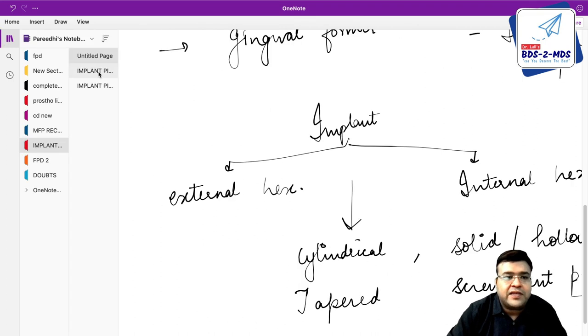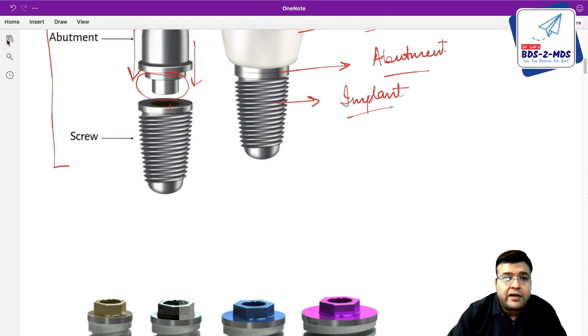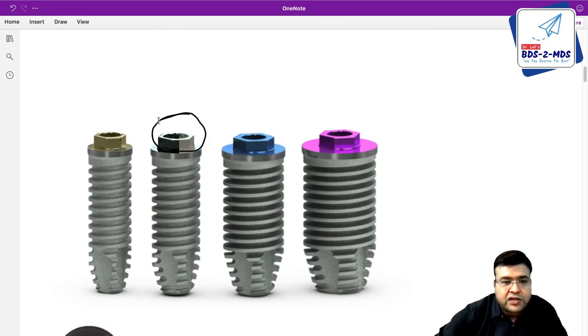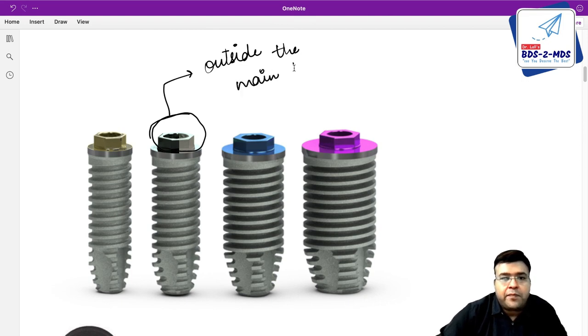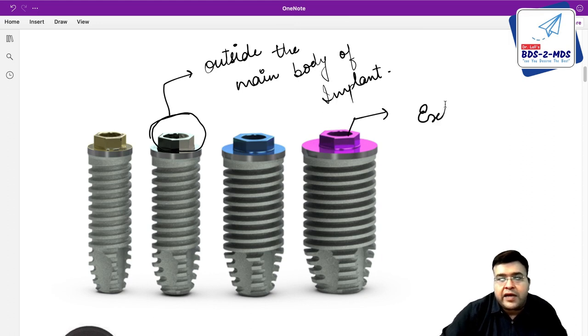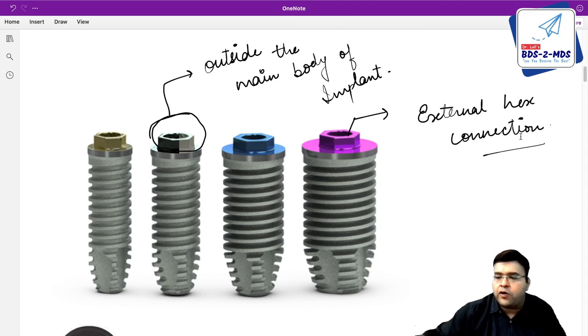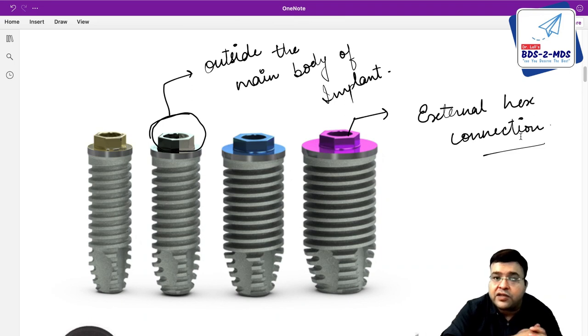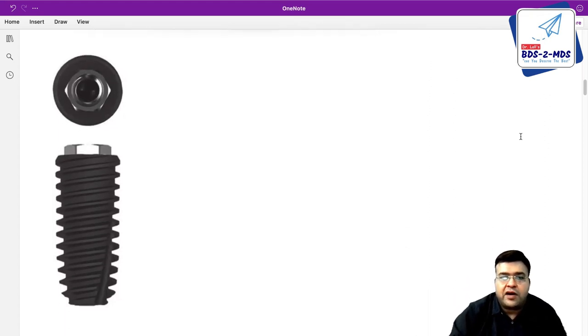So what do we basically mean when we say an external hex or when we say an internal hex? So when you see these implants here, right? So what you see is this connection, right? This connection is outside the main body of an implant, right? Main body of the implant. So that means this connection is called an external hex connection, right? Like you have seen a water bottle or a Coca-Cola bottle. So what you see is that you have a bottle and when you put in the cap, it is from the outside. So that is what is called an external hex. That means when I'm going to place my abutment over this implant, it is going to come in and fit from above this. So that is what is called an external hex, right? So this is how an external hex looks.